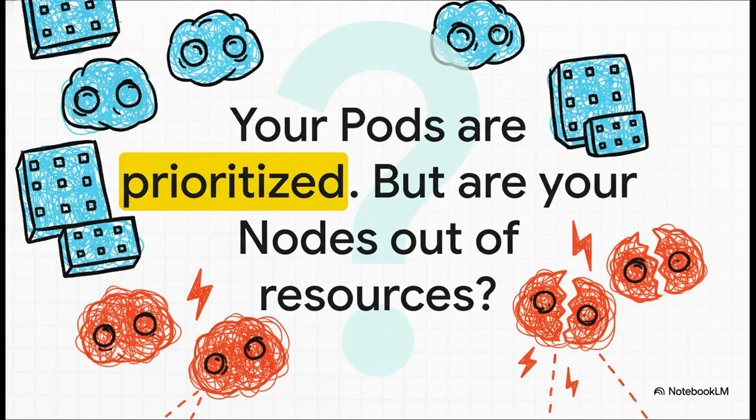And that really leaves us with one last big question to think about. Okay, so now you know how your pods get prioritized. But what if your nodes are the ones that are constantly running out of gas? Solving that problem, well, that's the whole other half of the battle.